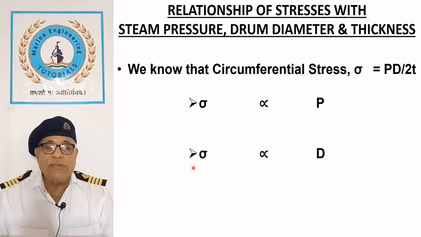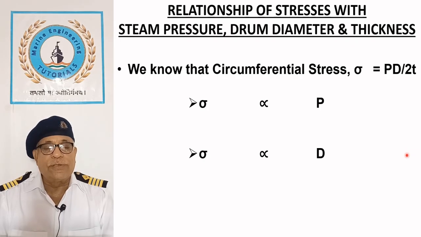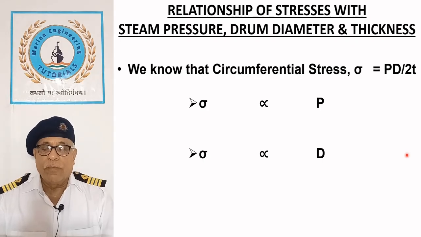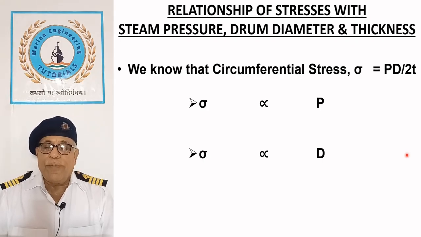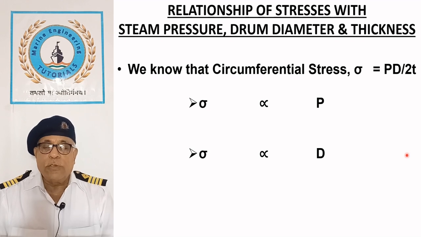Because stress is directly proportional to diameter, the shell diameter should be limited and the cylindrical length can be increased instead. In high pressure water tube boilers, the tube diameter is kept small to limit stresses. This also helps reduce the required wall thickness.